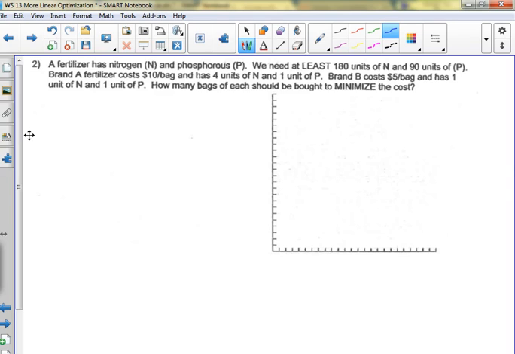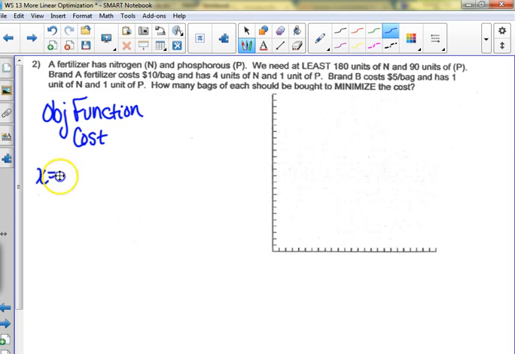Okay. My objective function has to do with what? At the end, what am I trying to do? Minimize the cost. Can you give me the cost? Well, first of all, we have brand A and brand B, right? Is what we're buying. That right there can be really confusing to students. Okay, how many bags of each are we buying? Well, what are we buying bags of? We're not buying bags of nitrogen and phosphorus, right?